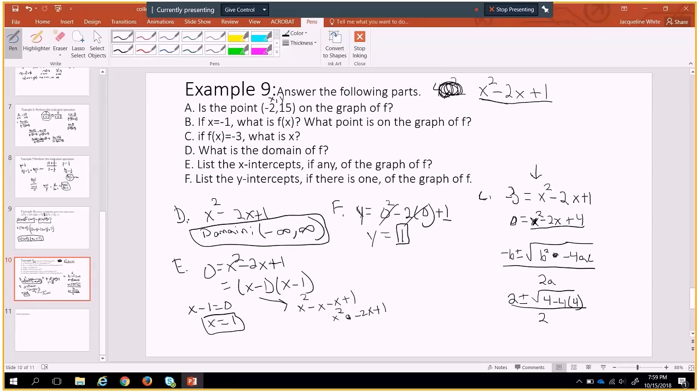Alright, so once again, for x-intercepts, set y equal to 0, and then solve for x. For y-intercepts, we set x equal to 0, and then solve for y.